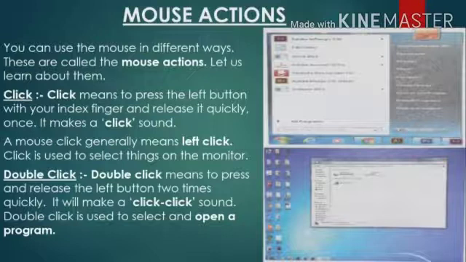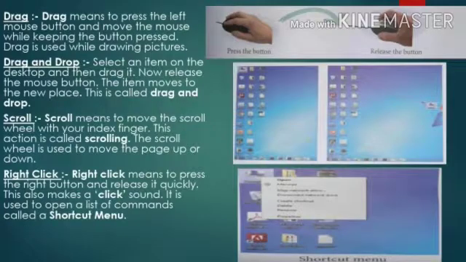Second is double click. Double click means to press and release the left button 2 times quickly. It will make a click sound. Double click is used to select and open a program. Next is drag. Drag means to press the mouse button and move the mouse while keeping the button pressed. Drag is used while drawing pictures.